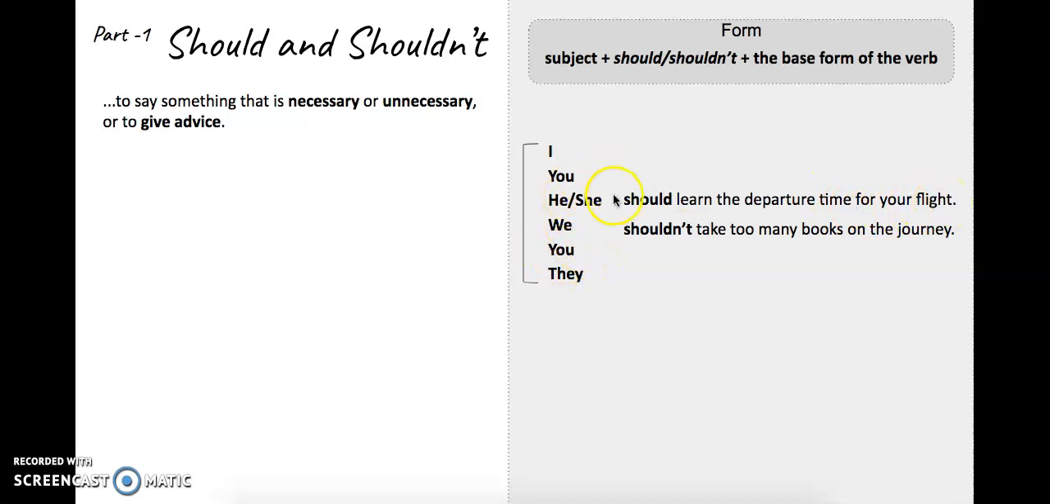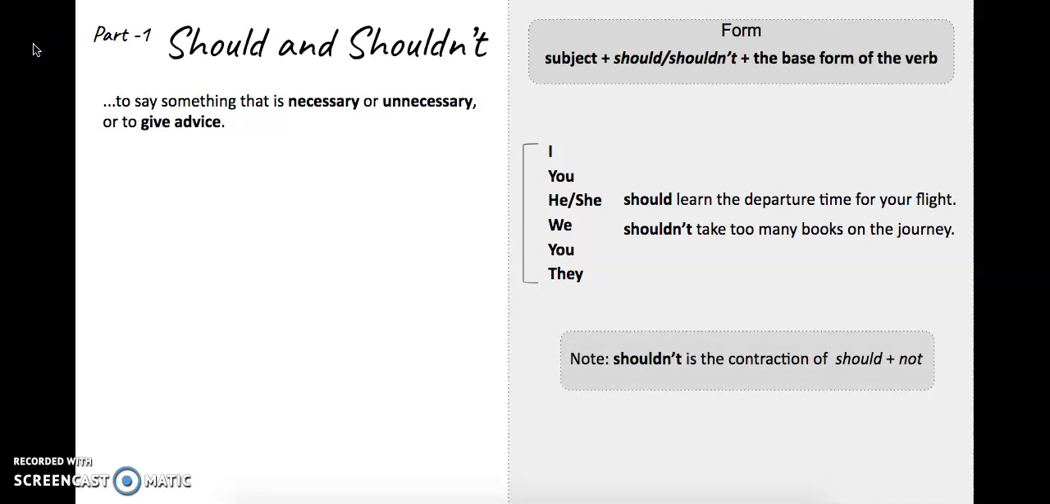Or, in a negative sense, we can use any of these again, or any subject, you can use a name. We shouldn't take too many books on a journey. You could also say Muhammad shouldn't take too many books on a journey, or Fatima shouldn't take too many books on a journey. So you can use any subject. Okay, please take note that shouldn't is a contraction of should plus not.